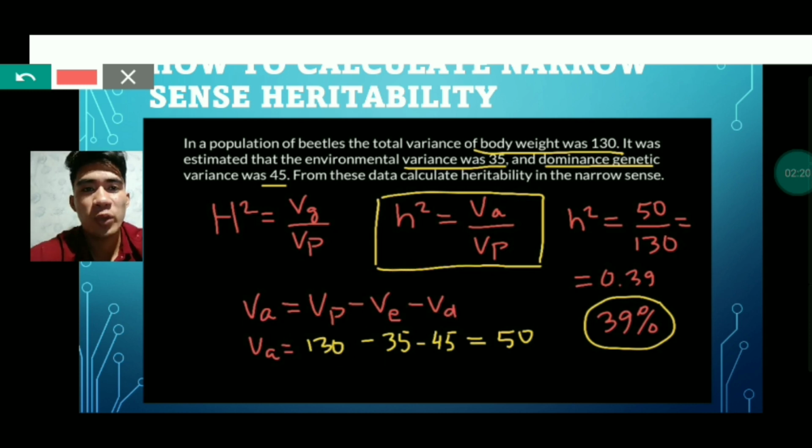And now I can just put again our formula. Narrow sense heritability equals variance additive, which is 50, divided by variance phenotypic, which is 130. It equals 0.39. And if you need to answer in percentage form, you just multiply by 100 and the answer is 39.